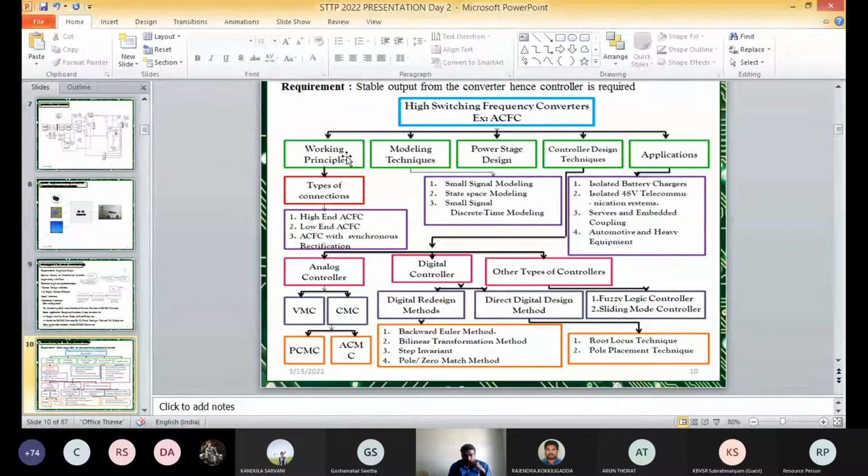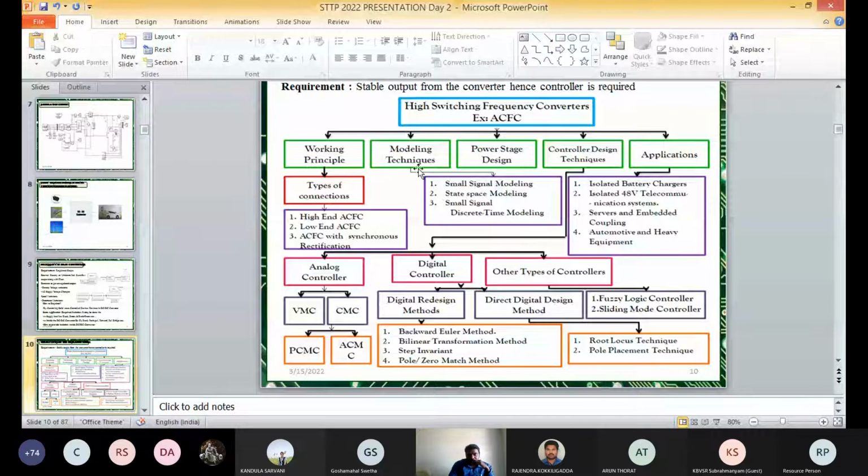Then, if you want to develop the same converter in software like MATLAB or Scilab, we need to derive the mathematical model for the chosen converter. So that is the second step: we need to go for the modeling techniques. Why the modeling technique is required, I will explain later.